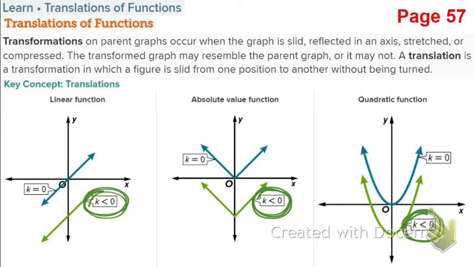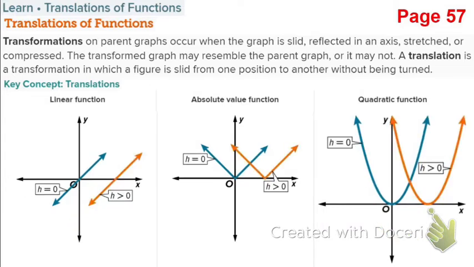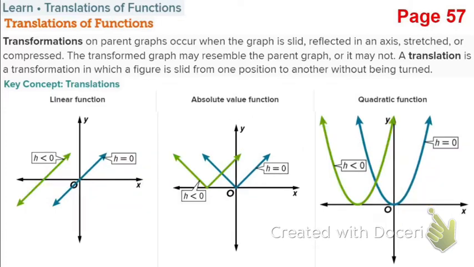If I'm going to the left or the right, we call that piece the H value. So K controls up and down, H controls left and right. If I've gone to the right, do you think that would be a positive or a negative? If I'm going to the right, my H value is a positive, something bigger than 0. If I've gone to the left, then it would be a negative H value.